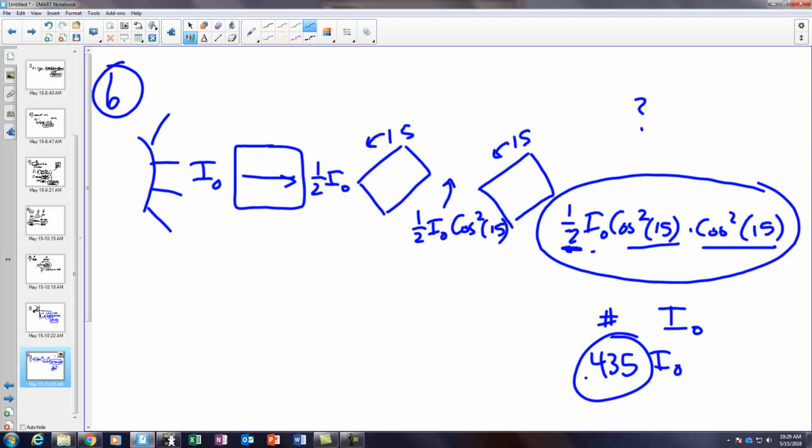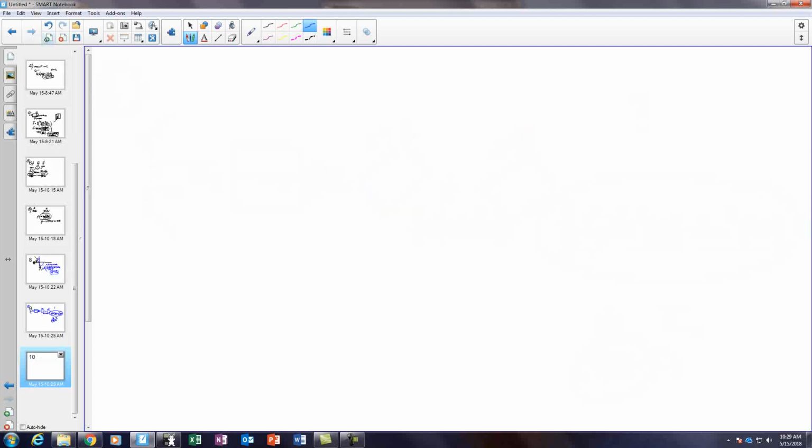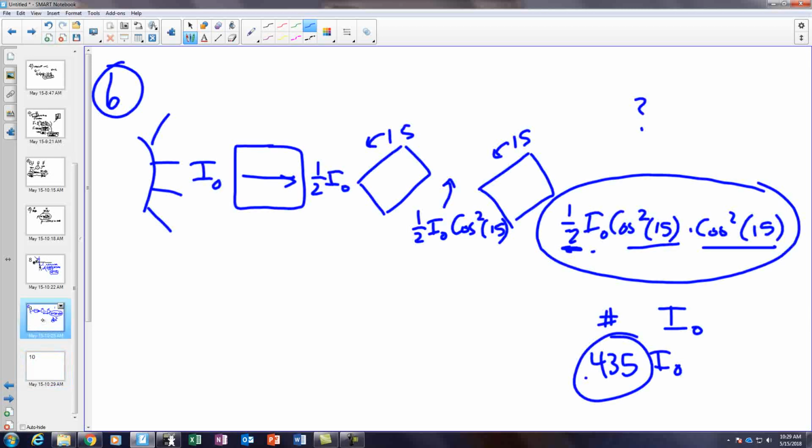Are we good? If I threw 10 more polarizers on there, would it change the problem very much? Not really. No. You just keep doing it 10 more times, right? Or could you just raise it to the 9th? So that's actually a really interesting question. Let's talk about it real quick.